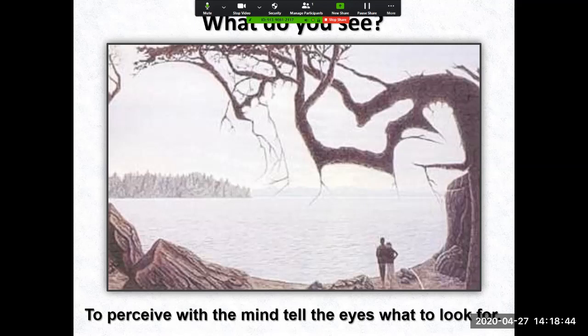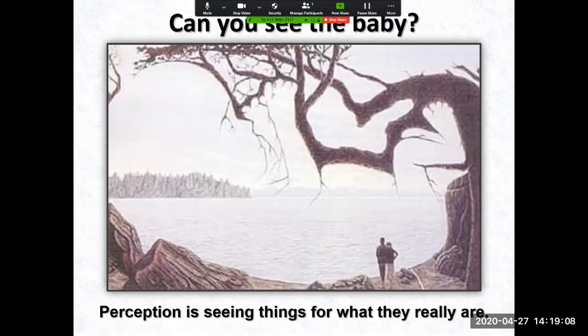Okay, perception is huge. Looking at this picture, you're probably thinking, I see a lot of things, right? You got a tree, you got people, it's probably some kind of lake or body of water. You got an island or something across the way that has some more trees on it. And now, if you think back, we talked about the cow. How many of you now see a baby? Okay, so perception is seeing things for what they really are.